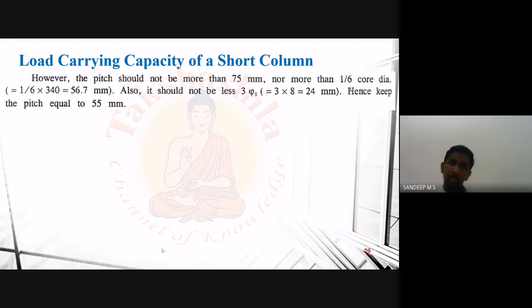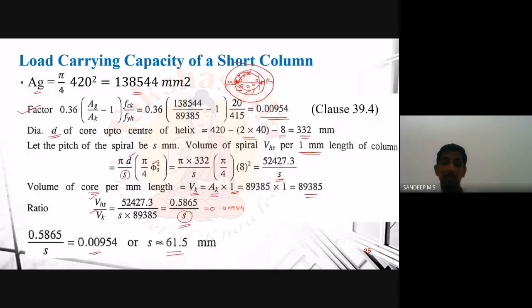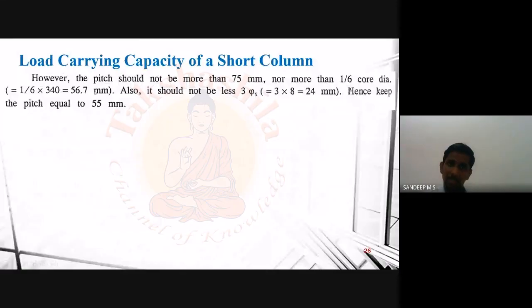So what we will do? We have to check the conditions for pitch. If you refer to IS 456, I have already explained this. For helical reinforcement, we have some special things that should be checked. The pitch should not be more than 75 millimeters. That is the first condition. Nor more than 1/6 of core diameter. We have already calculated the core diameter, which was 340 millimeters. So 1/6 of 340 is 56.7 millimeters. So it should not be more than 56.7 millimeters, but we have obtained a value of 61.5 here. So that cannot be provided.